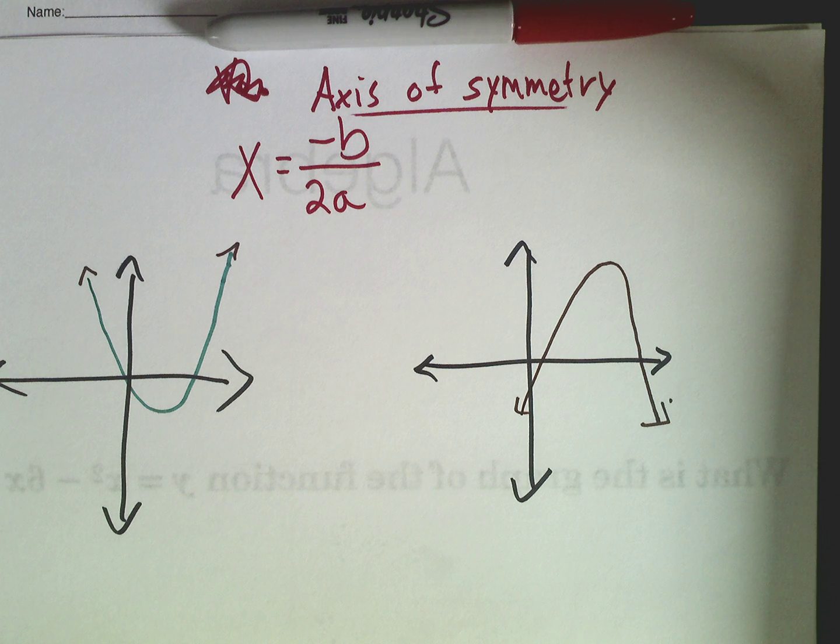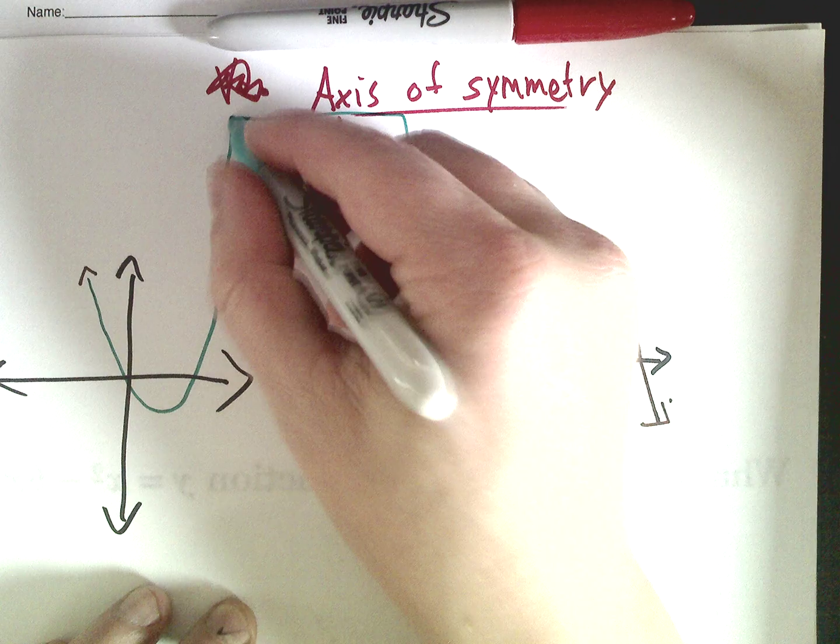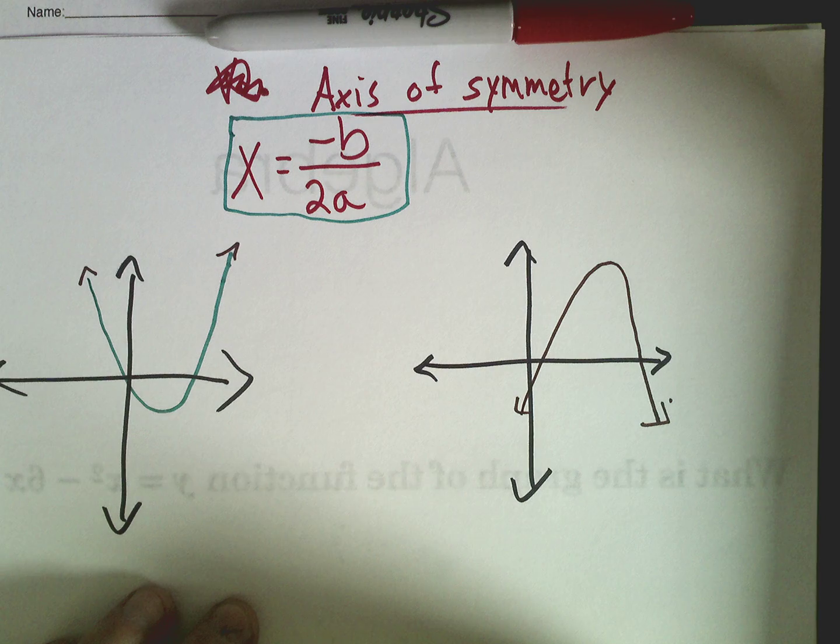Welcome, my algebra students. So today we're going to talk about the axis of symmetry. Now, there's an equation that we're going to have to remember for today, and so I want you to write it down somewhere to use. And it's x equals negative b over 2a.